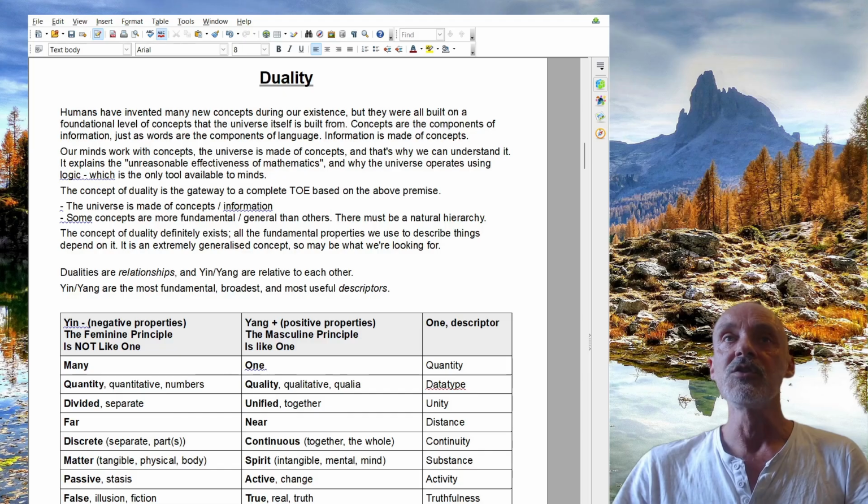We should bear in mind that dualities are relationships. Yin and yang are relative to each other. So this is compatible with that concept of structural realism, which I talked about earlier. It does essentially say that everything's made of duality, which is relationship. Everything's made of relationships.